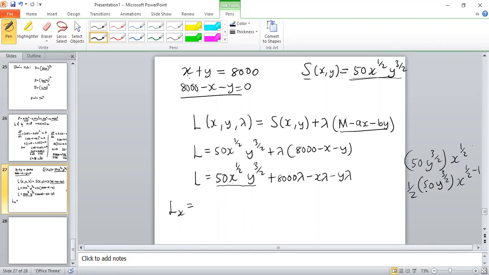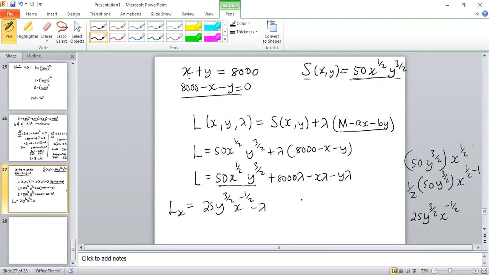What is 50 times half? That should be 25 y to the power 3 over 2. Then x will be to the power negative half. So when you differentiate this, you get 25 y to the power 3 over 2 and x to the power negative half. Then the differentiation of this, there is no x, so it's 0. The differentiation of this is negative lambda, because that's the constant attached to it. Then the differentiation of this is 0 because there is no x.